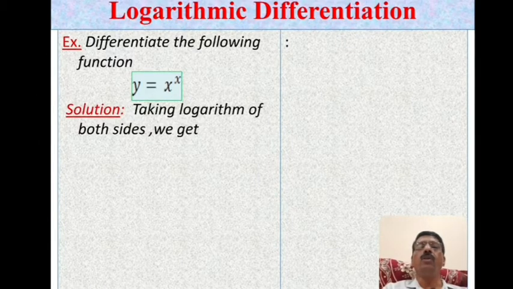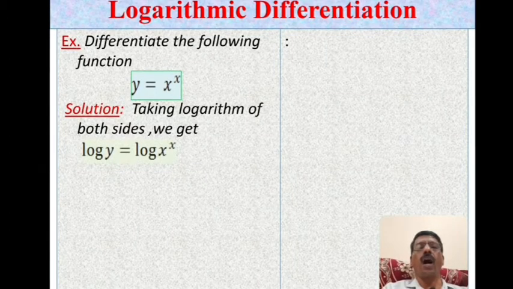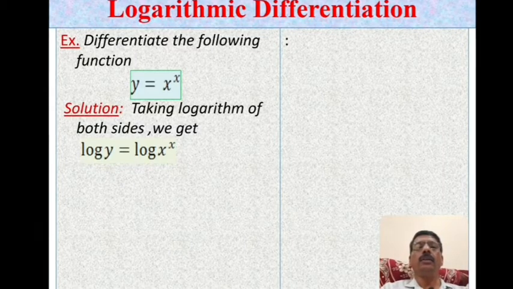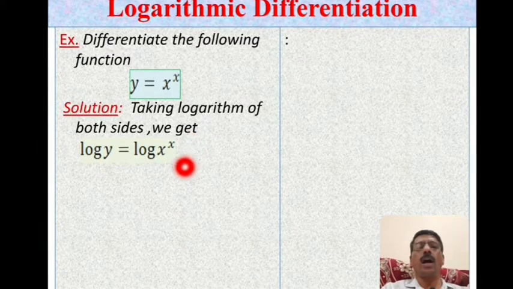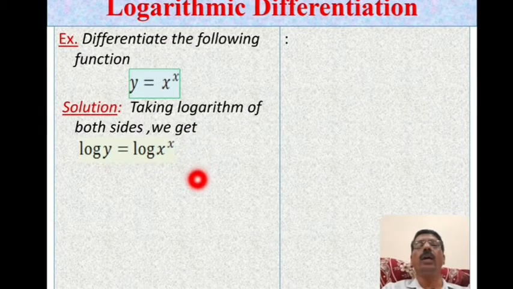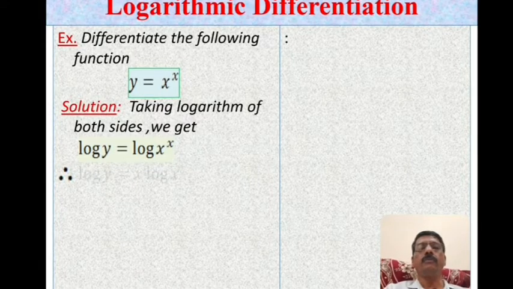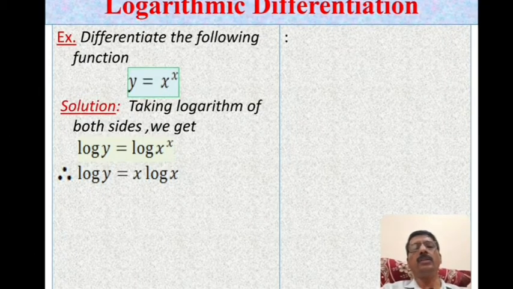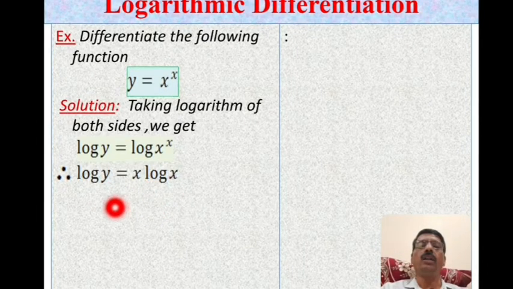Therefore taking the log of both the sides of the given function, we get log of y equal to log of x raised to x. Okay, here in the right hand side the given function is again in the form of log of x bracket raised to x. Now we have to apply the formula of the logarithm, that is log of m raised to n equal to n into log of m, and therefore the given function becomes log of y equal to x into log of x. Okay, that means this is the function which has to be differentiated now. This function is ready for differentiation.